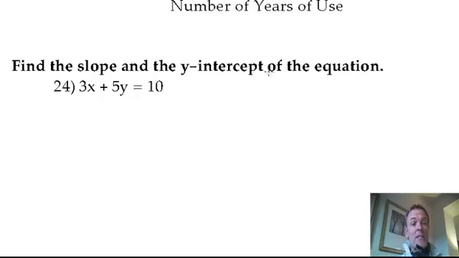Find the slope and the y-intercept of the equation. Now this is going back to something we looked at earlier in one of the videos: if you're going to graph this by intercepts, then you can just set x equal to 0 to find the y-intercept, or y equal to 0 to find the x-intercept. But supposing we want you to rewrite it in the form y equals mx plus b, so I can see what the slope is, the m, and what the y-intercept is, the b. So I need to find the slope and the y-intercept.